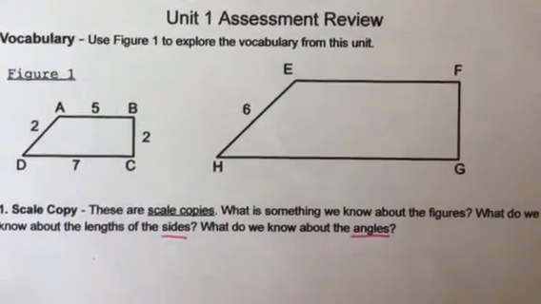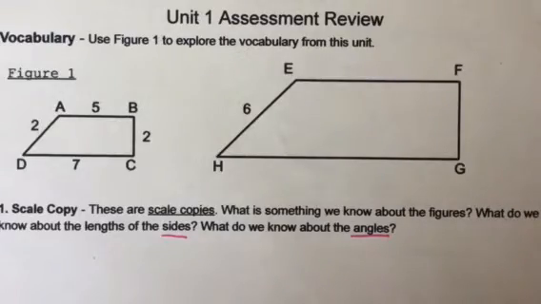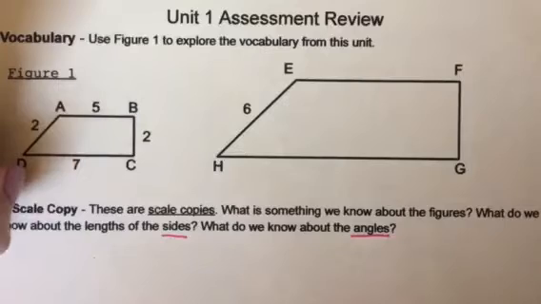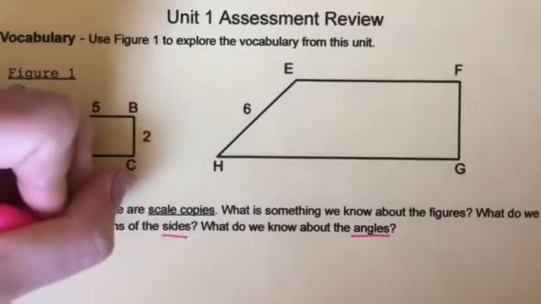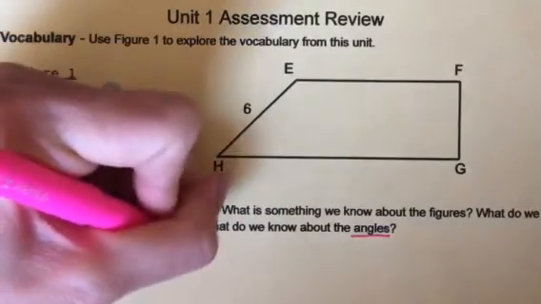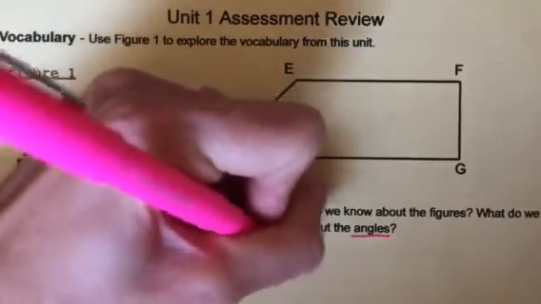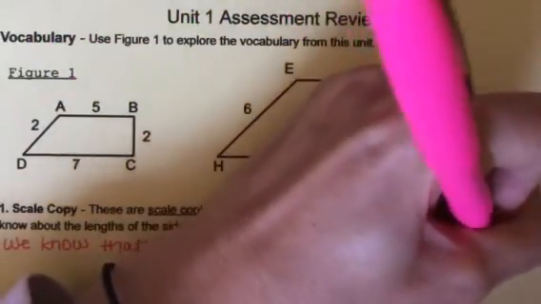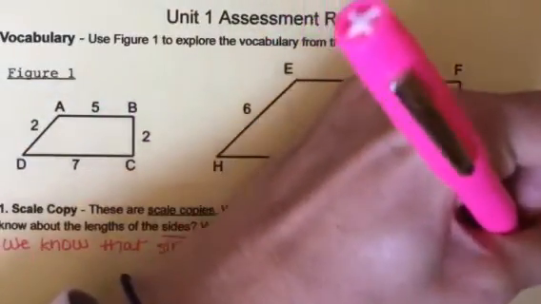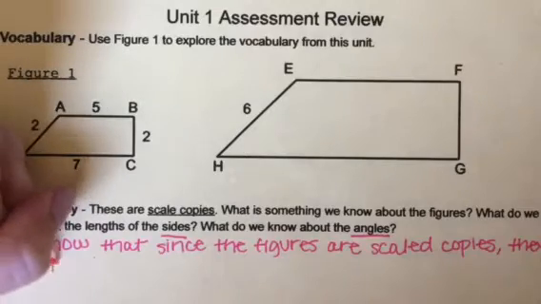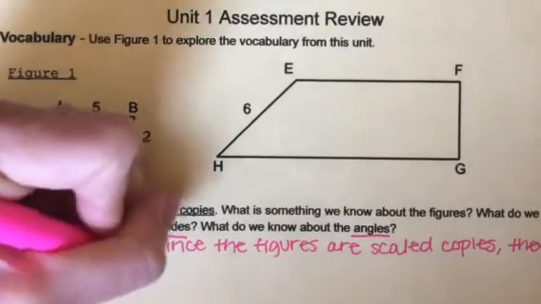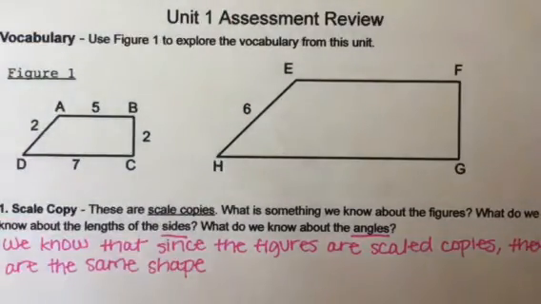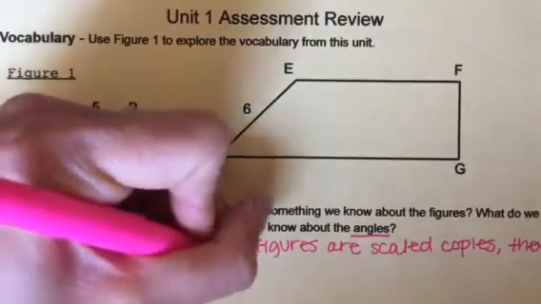Well, if we know that these are scale copies, then there's some things that we automatically know. We know that both of these figures are the same shape, but they, of course, are different sizes. So we know that since the figures are scaled copies, they are the same shape. And just as a reminder, whenever we say that they're the same shape, that means that they're not being stretched or distorted. So they are the same shape, just different sizes.